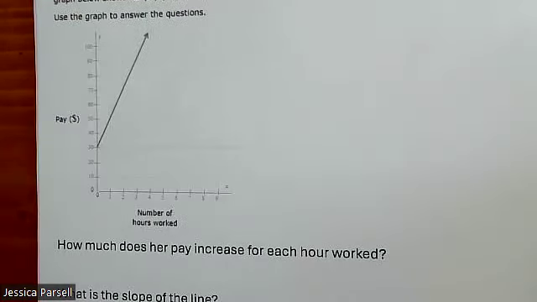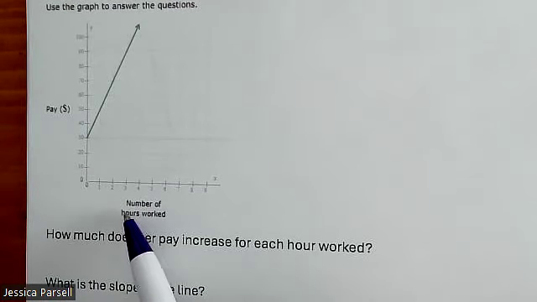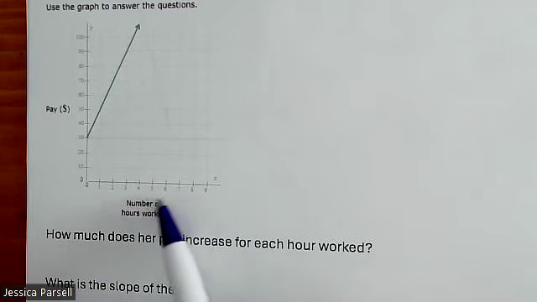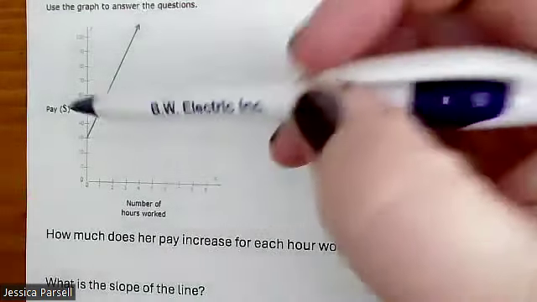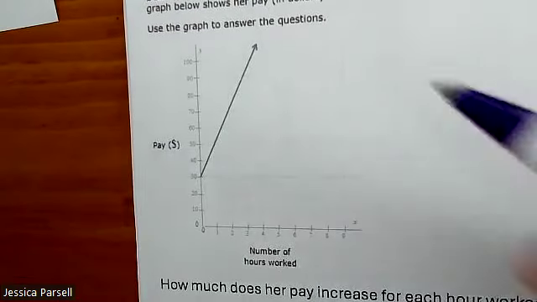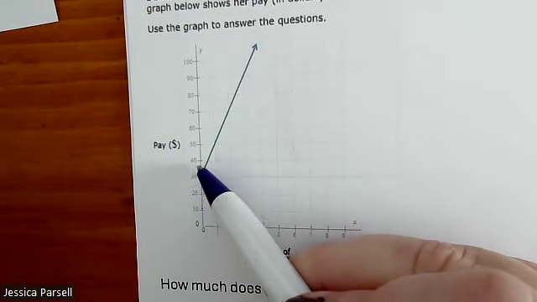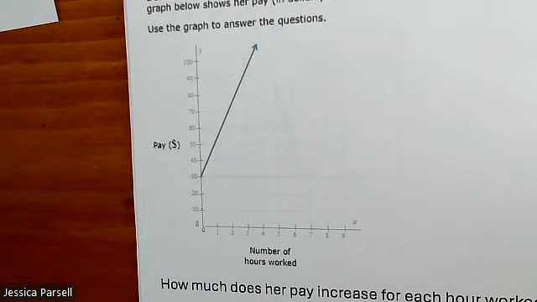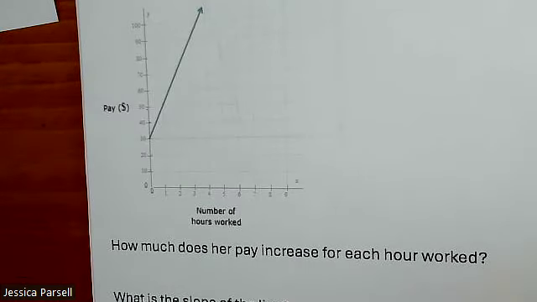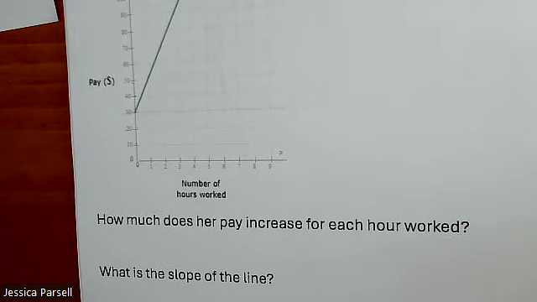What's happening? Well, on the x-axis, the number of hours that Deborah is working, it looks like they have it graphed out, going up by 1 hour. And on the y-axis, her pay is increasing. Let's see if I can get real close here. You can see it's going up 10, 20, 30, 40, 50. So we're going to figure out how much does Deborah's pay increase for each hour she works, and what is the slope of the line?